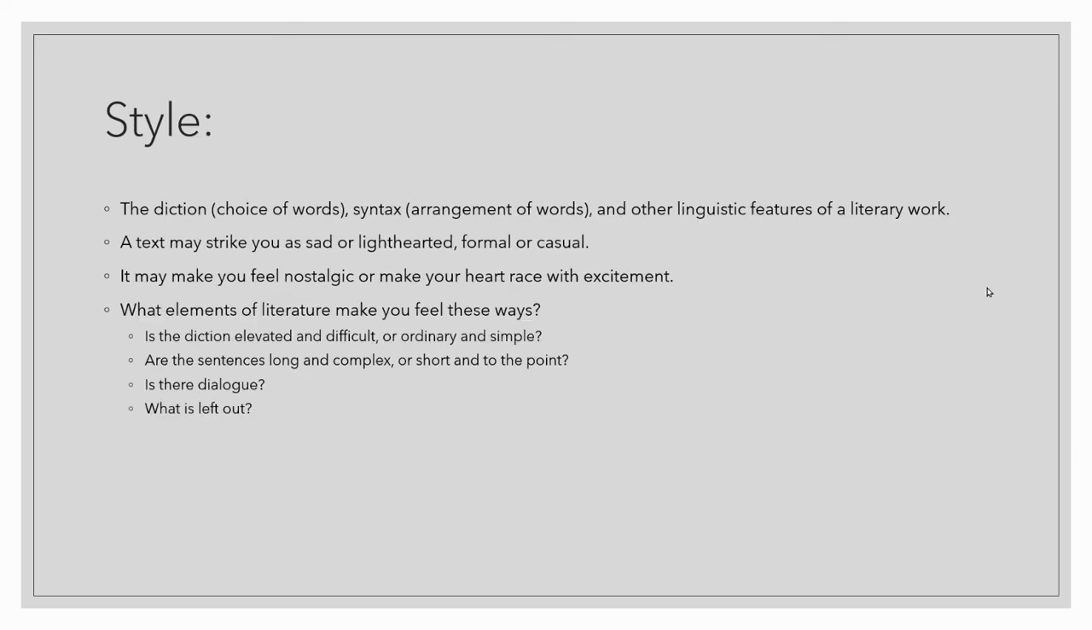We have the style. This is going to include the diction, choice of words, syntax, arrangement of words, and other linguistic features of a literary work. A text may strike you as sad or lighthearted, formal or casual. It may make you feel nostalgic or make your heart race with excitement. How does it do that? What elements of literature make you feel these ways?